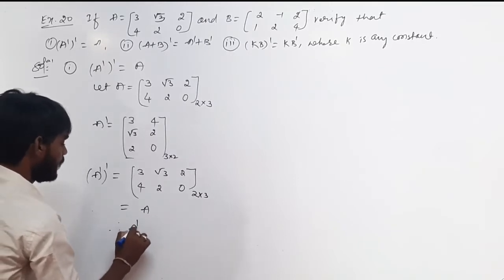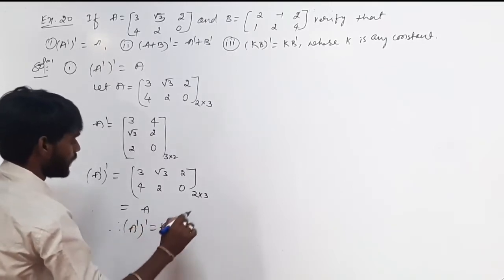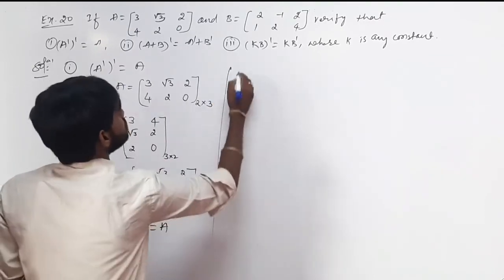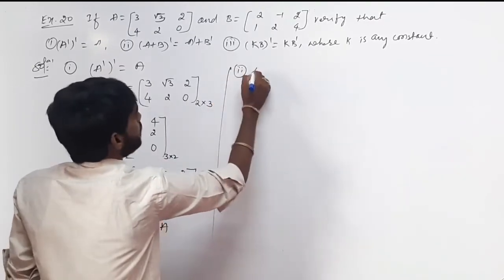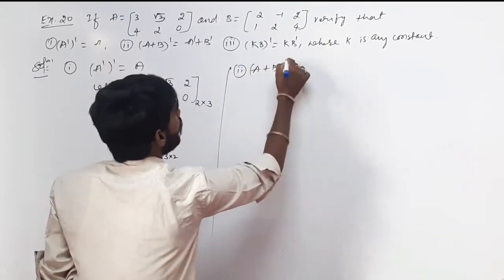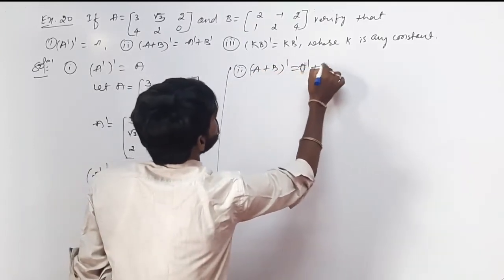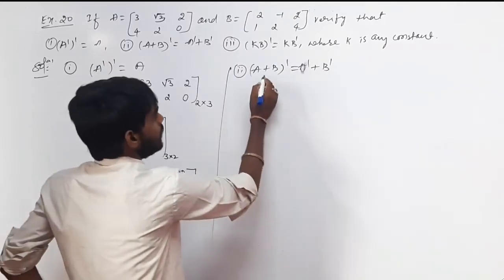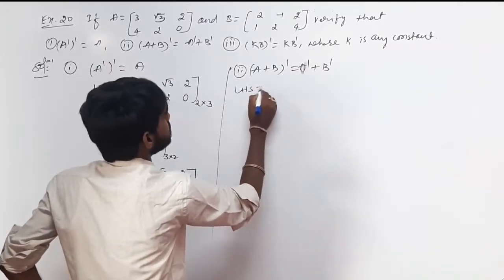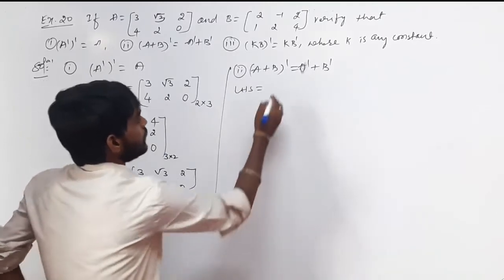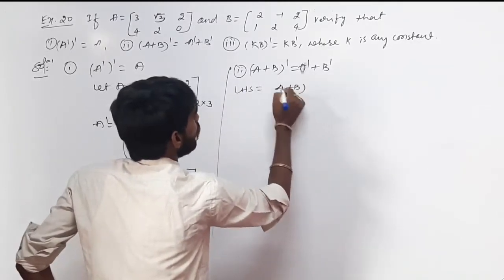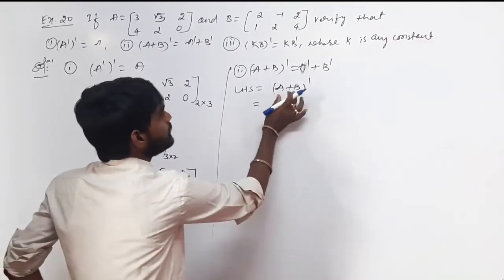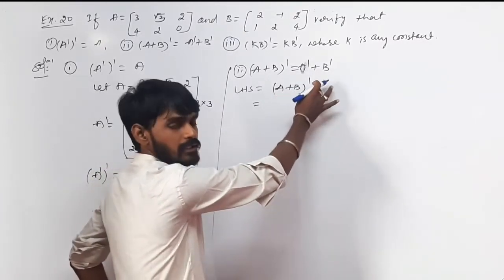Therefore A dash whole dash is equal to A. Next, second one, A plus B whole dash is equal to A dash plus B dash. Okay, so first we have to take LHS, that is A plus B whole dash is equal to. First we can add these two matrices, after that we can apply the transpose of the matrix.